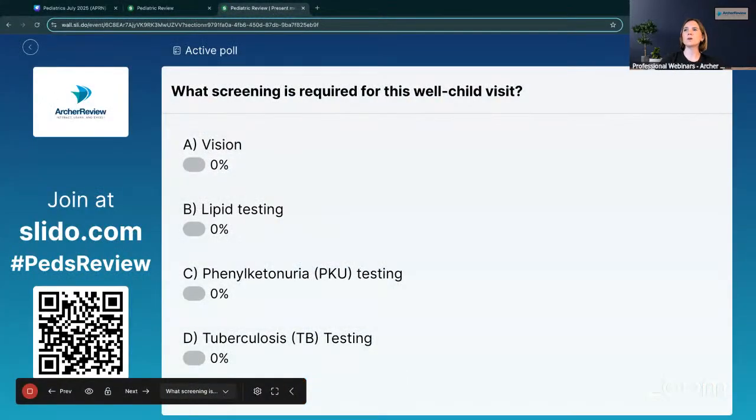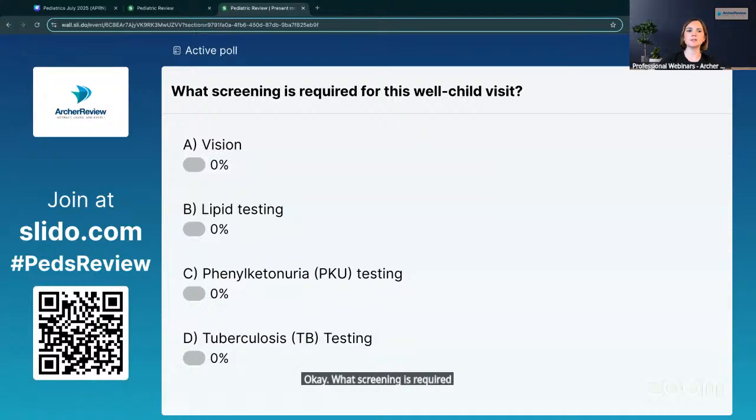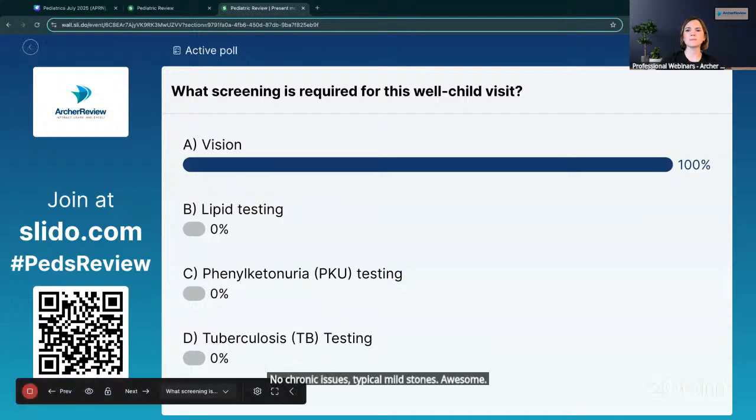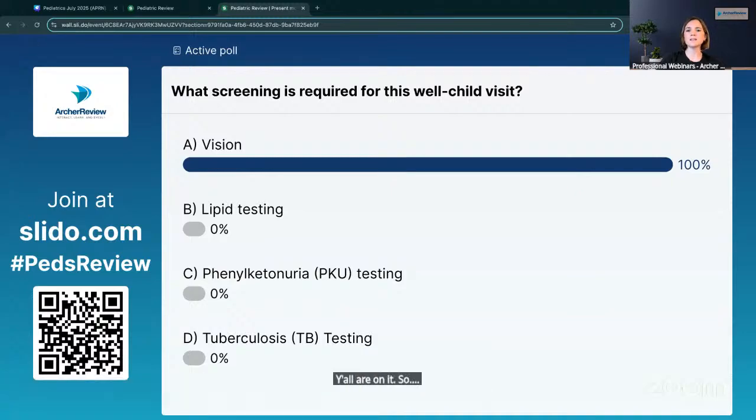Okay. What screening is required for this patient? 4-year-old, pretty healthy, no chronic issues, typical milestones. Awesome. Y'all are on it. So choice A is correct.